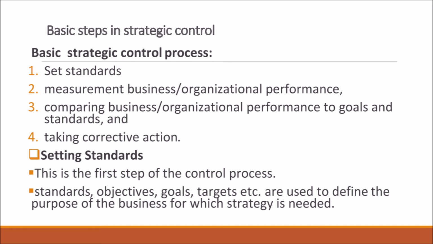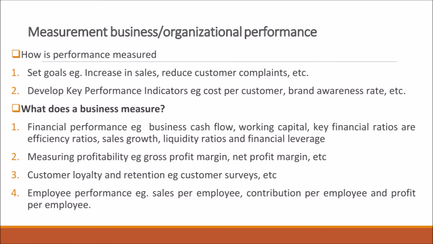Once you can use financial performance indicators like business cash flow, working capital, key ratio analysis, efficiency ratio, sales growth, liquidity ratio, and financial leverages. All these things are things that you can use to determine your financial performance. And then also you can look at profitability, how profitable you've been.